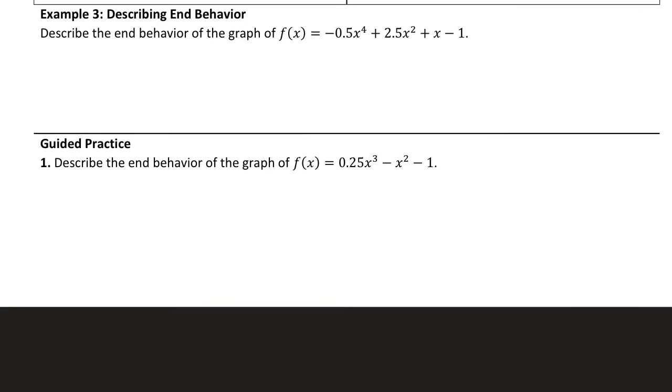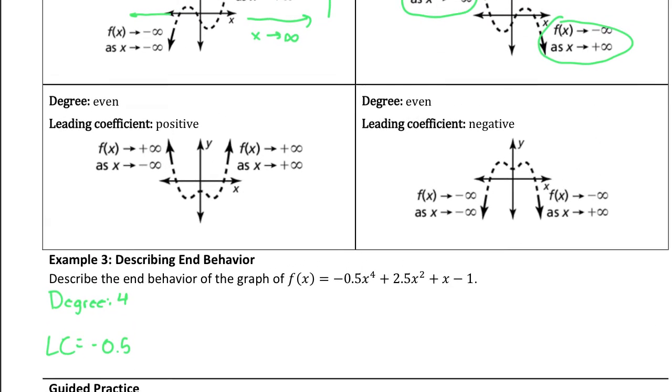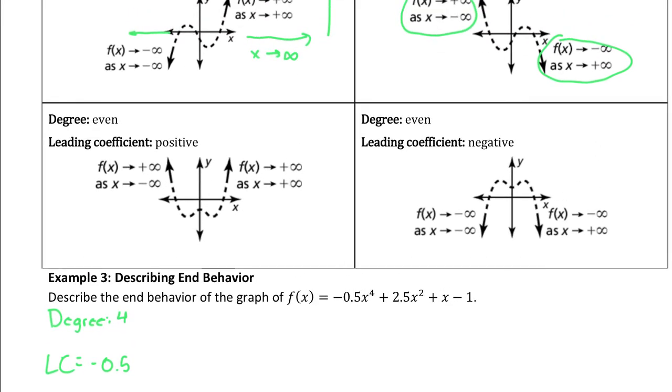So in example 3, describing end behavior. The things we have to notice: the degree is 4. That means our degree is even. Our leading coefficient is negative 0.5. So when we look at this big box here, our function has a degree that is even and a leading coefficient that is negative. So I'm going to circle the one that this is right here. That's the one. So what we've got to be able to describe, I'm going to get rid of that.